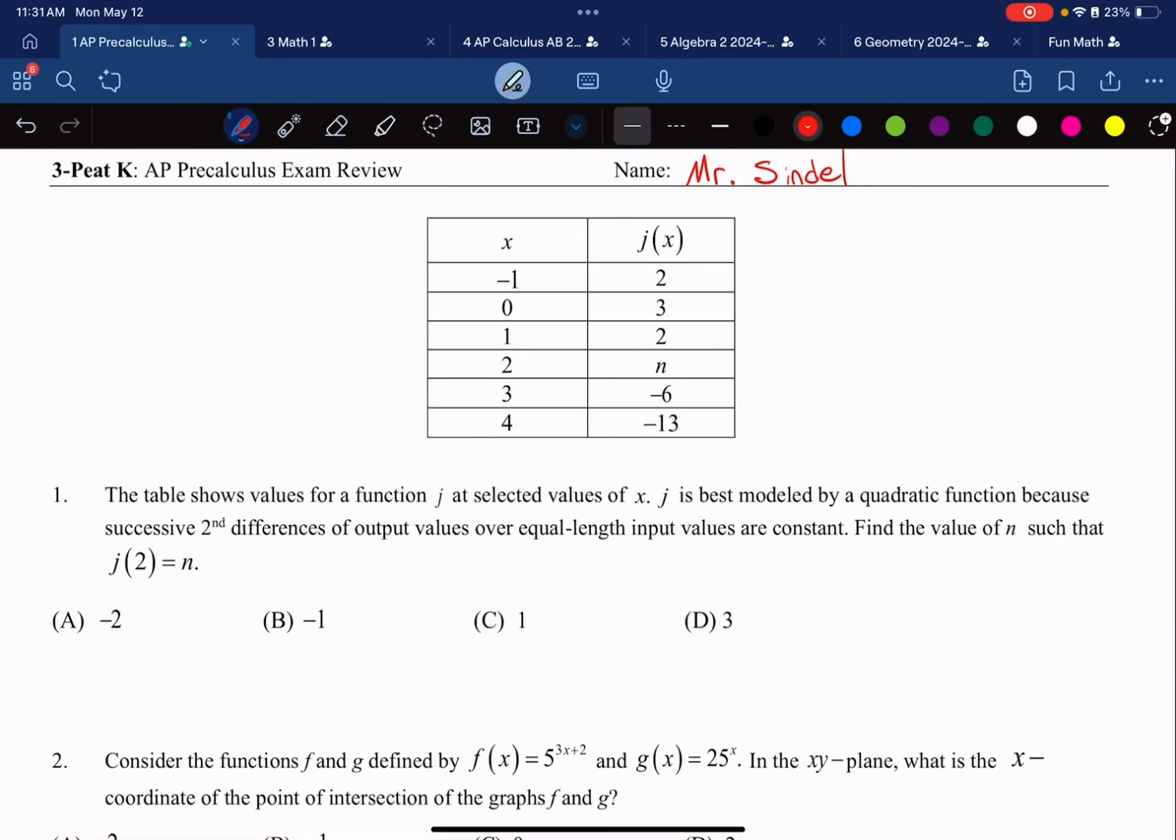This is AP Precalculus. We're in the review phase for our AP test using the three-peat activities. This is activity K. In number 1, we have a quadratic function, and we're trying to find what the second value is. What is this value of n?